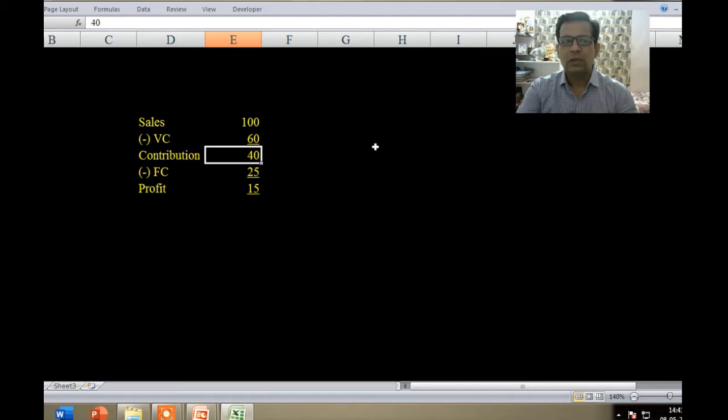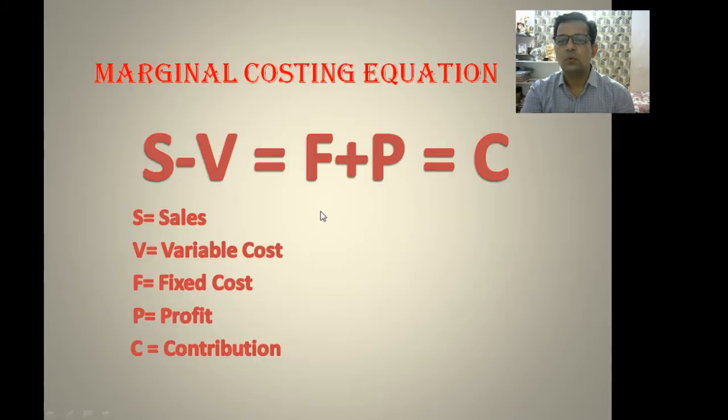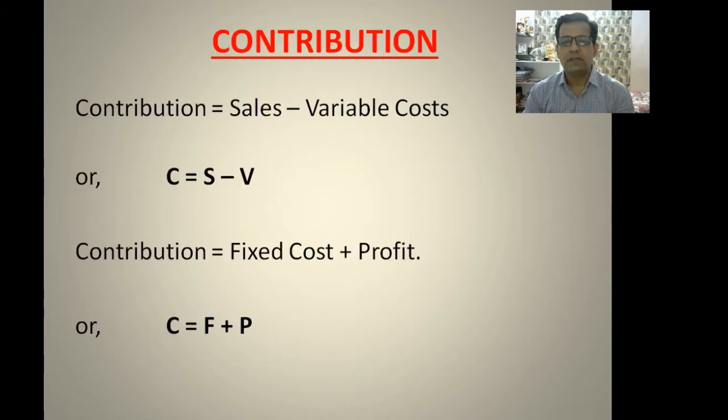Now this is exactly what I wanted you to understand, that when you subtract variable cost from your sales or when you add your fixed cost and profit, the figure you get here is always the same, and this amount is called contribution. As far as marginal costing is concerned, we are going to pay a lot of attention to contribution. So based on this, we have got two different formulas to calculate contribution. Let's look at them in a separate slide.